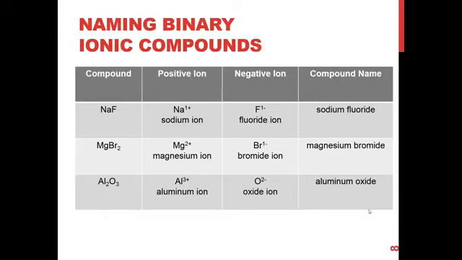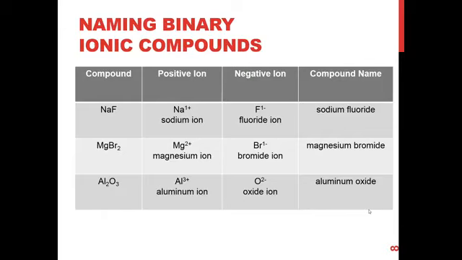If you can name ions, naming binary ionic compounds is really, really easy. Let's look at 3 examples. On the left, you see 3 different compounds. Let's start with the first. NaF is the formula of that compound. Let's identify the formula of the positive ion in that compound. Remember, positive ions are written first, and they are metals. The formula in this case is Na1+.